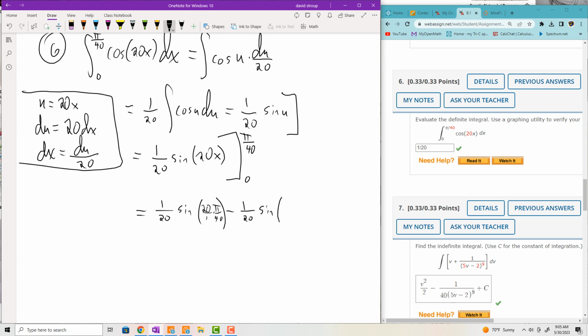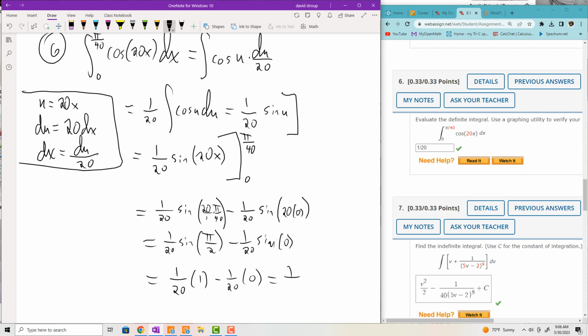And then the second guy, sine of 20 times 0. So that'll be 1/20th sine of pi over 2 minus 1/20th sine of 0. And of course, this will be then 1/20th. Sine of pi over 2 is 1, sine of 0 is 0. So if you wish, 1/20th times 1 minus 1/20th times 0, which of course is 1/20th.